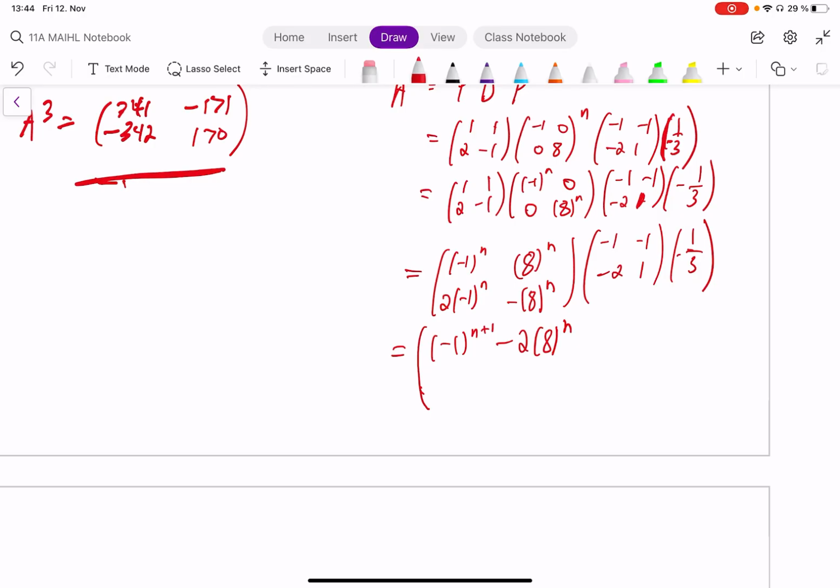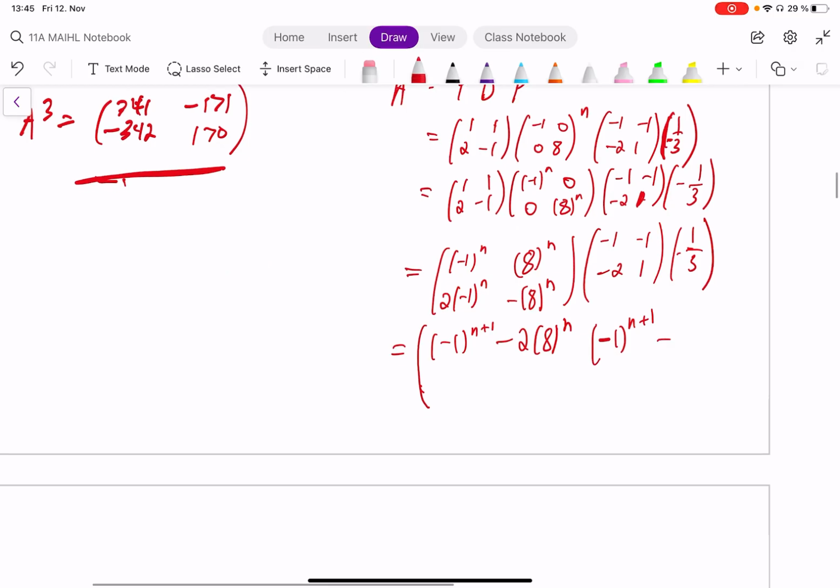So it would be row 1, column 2, yeah, it would be negative 1 to the n plus 1 because of that same thing, right? It's negative 1 to the n times negative 1, which has the 1 there. If I combine them into a single one, it's negative 1 to the n plus 1, that same thing we talked about before. And then it would be plus, because it's positive, 8 to the n.